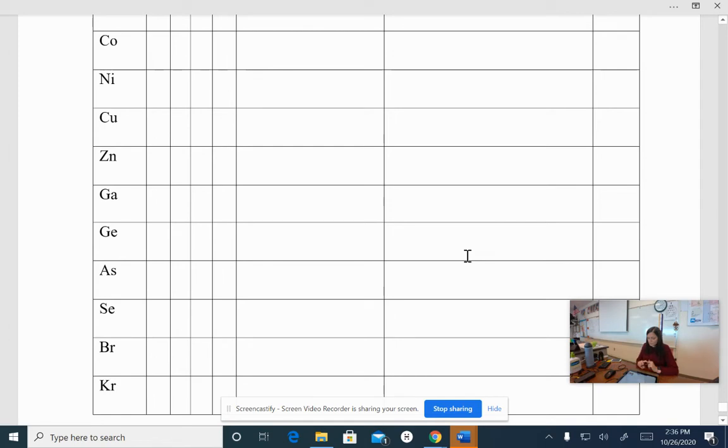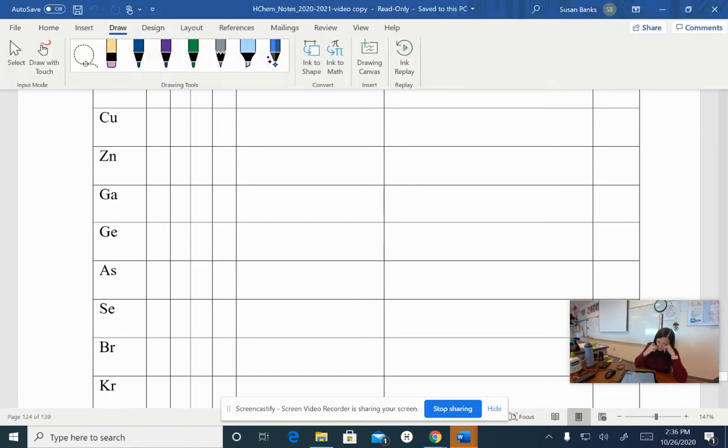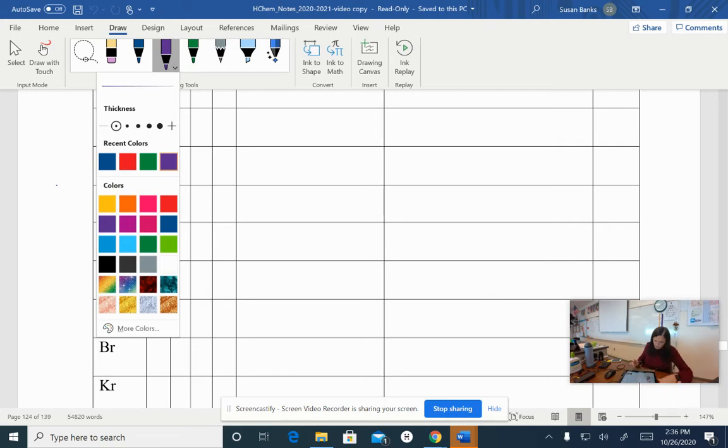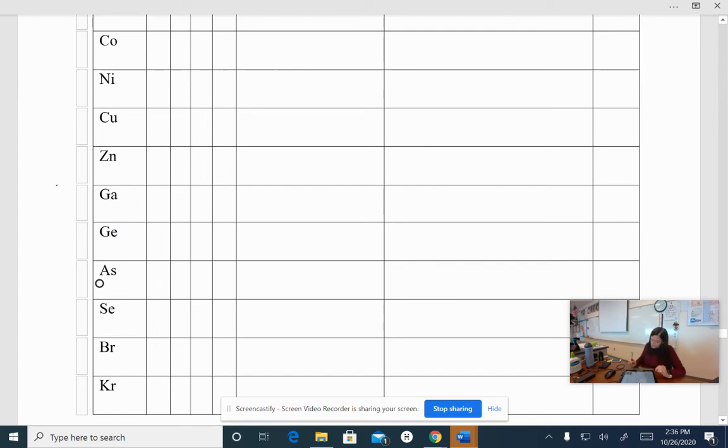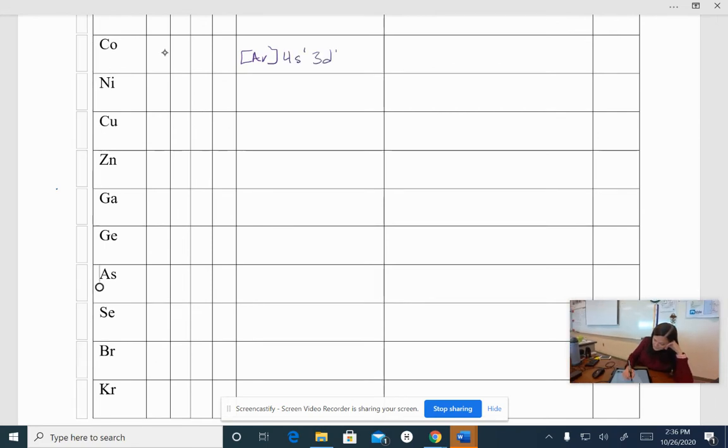Okay, we were on copper. So let's go with copper. Okay, here we go, copper. So I said that copper was going to do something kind of strange, just like chrome did. So we will actually see argon. We will see 4s1 and 3d10. This way, the 4s orbital is exactly half full, and the d sublevel is exactly full. This provides it more stability than if 4s was full and then the d orbitals weren't full. So we have half full and completely full, which is more stable. And that would be for copper.